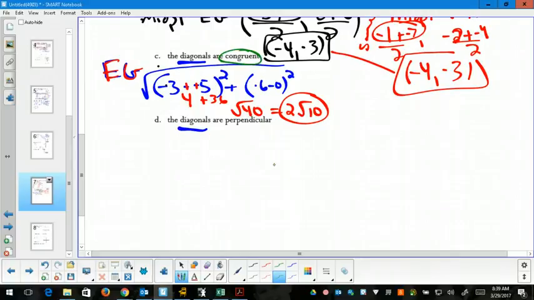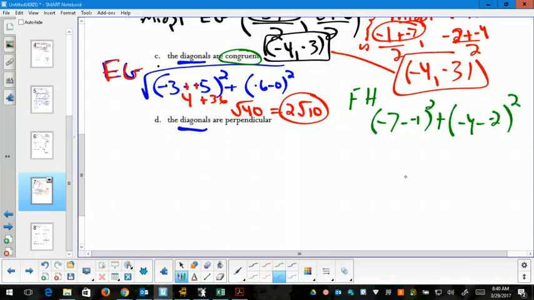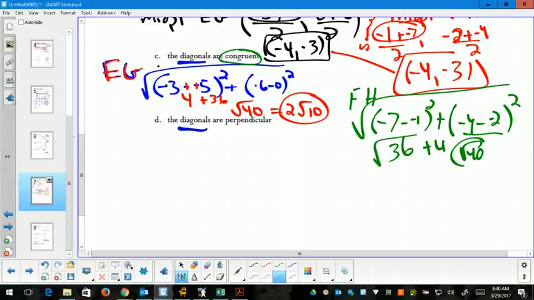For FH, again, trying to show they're congruent, we're calculating the distance. So for FH we have -7 minus -1 squared plus -4 minus -2 squared, and we're taking the square root. This becomes plus, which makes that a -6, squared is 36. This becomes plus, which makes that a 2, which squared is 4. 36 and 4 is 40. So we have the square root of 40, which again is 2 square root of 10 as an exact value. So they are congruent. Any questions on that?